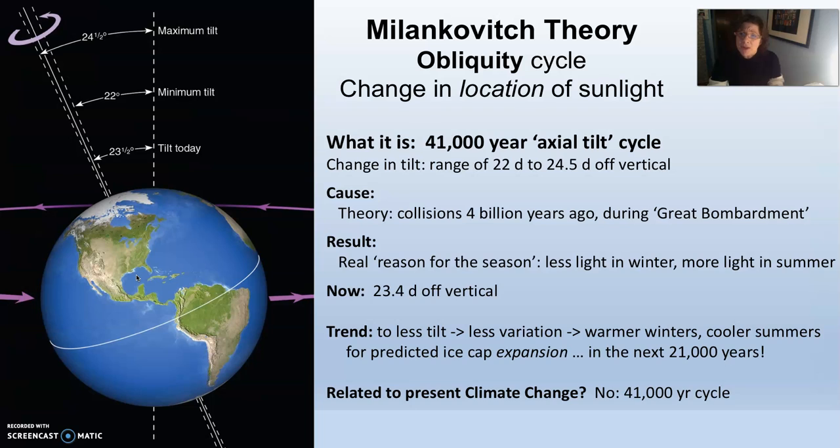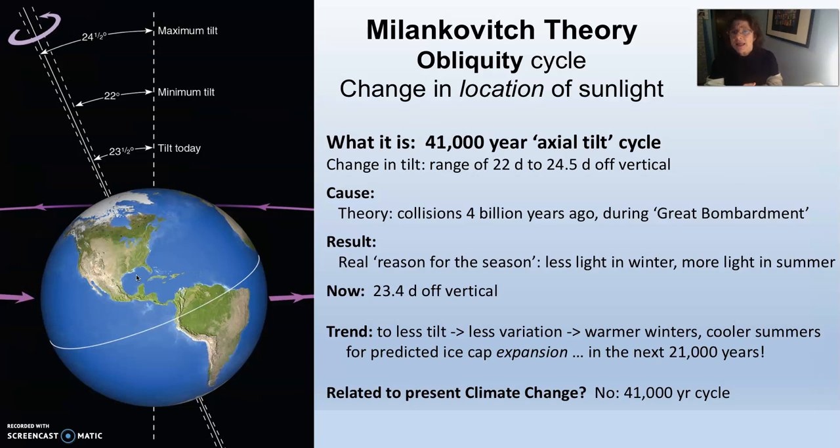Right at this point, we're at 23.4 degrees off vertical, and we are trending to the 22. It's going to take us a good 10,000, 15,000 years to even get close to that lower tilt. And as we do, there's a predicted ice cap expansion because of what we know from our sediments on what happens during this cycle. Is this change that we're noting related to present climate change?